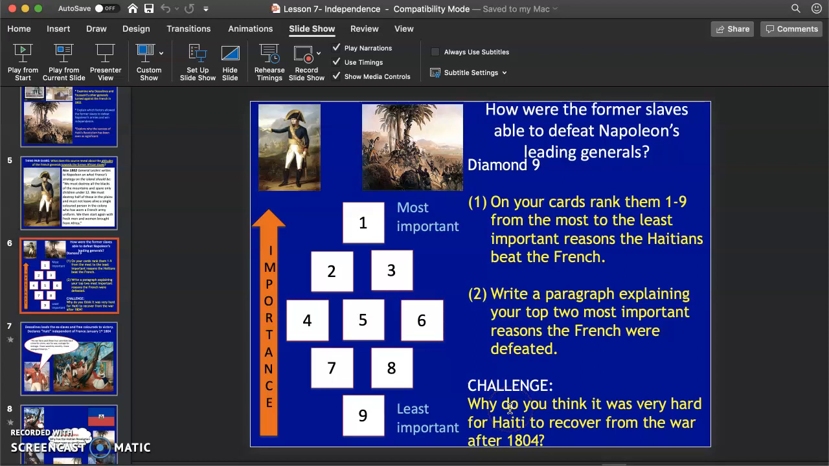And if you want to challenge yourself, and I encourage you all to do that, just write why you think it was very hard for Haiti to recover from the war after 1804, because the story that you know about Haiti is one of poverty, extreme poverty. It's the poorest country currently in the Western Hemisphere. So it went in 100 years from being the richest country or colony in the world to being the poorest country in the whole of the Western Hemisphere.